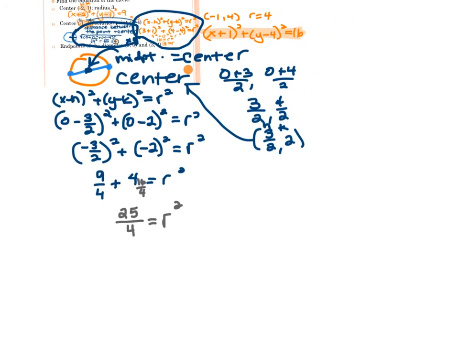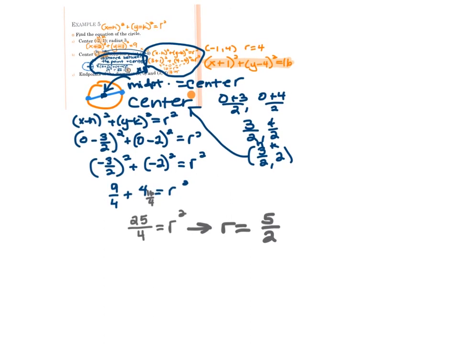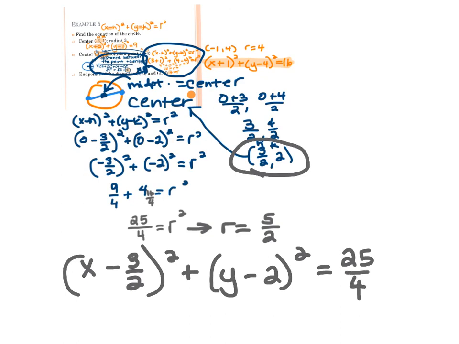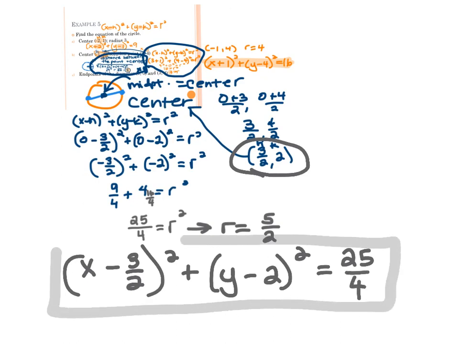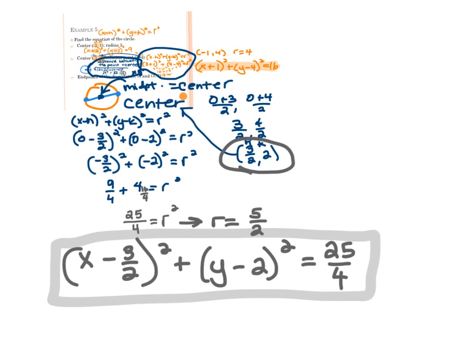So if I wanted to know the radius, I could square root that, and I'd get that the radius is 5/2. But I don't even need to do that because when I plug it back into the equation, it is squared. So now I need the center, which we said was here, x minus 3/2 squared plus y minus 2 squared equals the radius squared, which is 25/4. And there is the equation of a circle with the endpoints of 0, 0, and 3, 4.